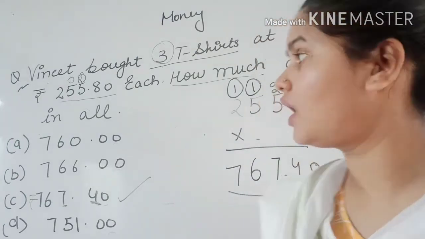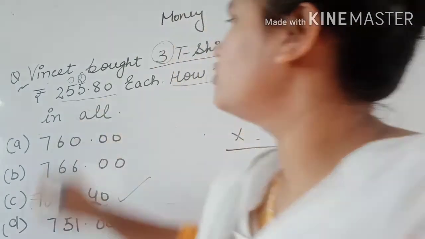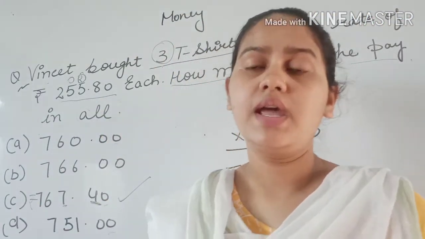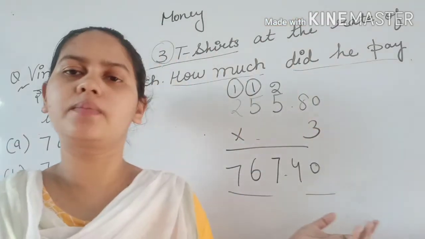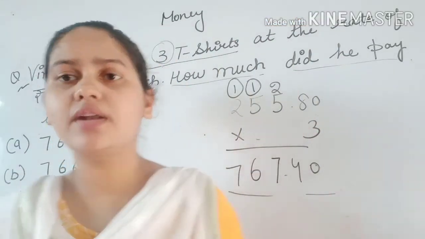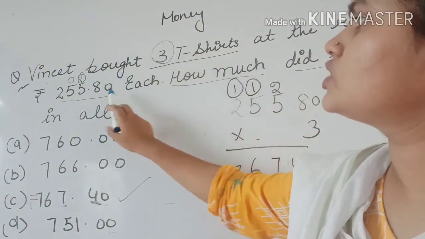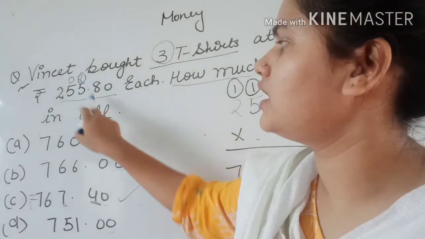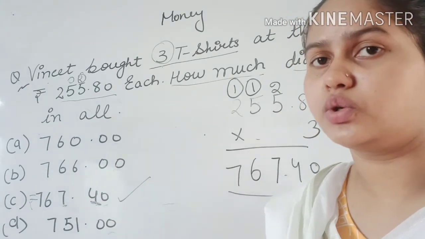We have to find out how much we paid in all, which means how much the 3 t-shirts cost we have to find out, and we find it out by the easy method or a long method, as you can do this one, or we can do it by the simple method by doing this. 3 times 0 is 0 and 3 times 8 is 24, 24, 2 to carry, 4 will be here. Okay, by the easy method you can do your sums.